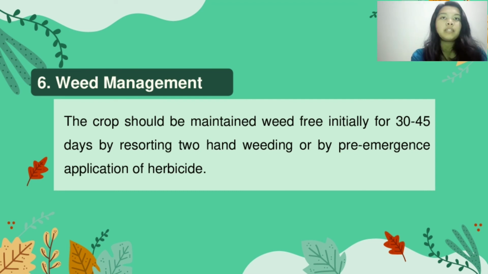So the crop should be maintained weed-free initially for 30 until 45 days by resorting to hand weeding or by pre-emergence application of herbicide. So the crucial time for soybean crops is 30 until 45 days because at those times the soybean is preparing to produce seed. So if there are any weeds around the main crop, it will reduce the seed yield of the soybeans.